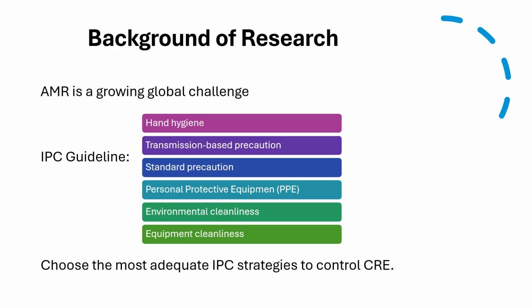Let's review the background of the systematic review. AMR is a growing global challenge. There are IPC guidelines including hand hygiene, transmission-based precaution, standard precaution, wearing personal protective equipment, and environmental and equipment cleanliness. IPC measures are evidence-based approaches. However, there is no definitive IPC strategy for controlling CRE transmission. The study is helping us to understand which are the most adequate IPC measures.